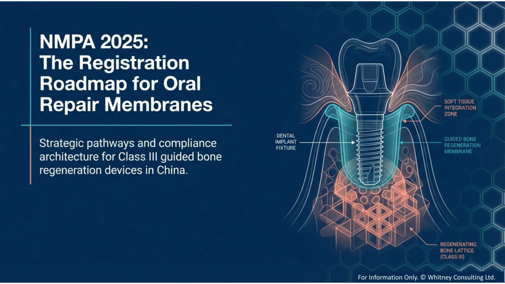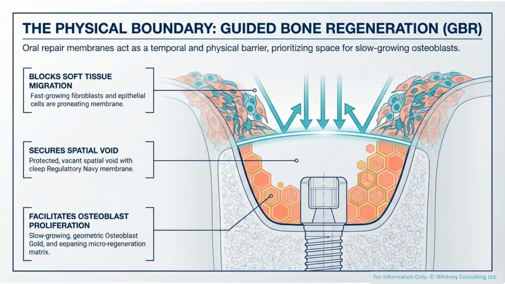This video outlines the NMPA 2025 registration roadmap for oral repair membranes, which are Class 3 guided bone regeneration devices in China. We will cover the strategic pathways and compliance architecture necessary for successful registration. Oral repair membranes create a physical boundary, prioritizing space for slow-growing osteoblasts in guided bone regeneration.